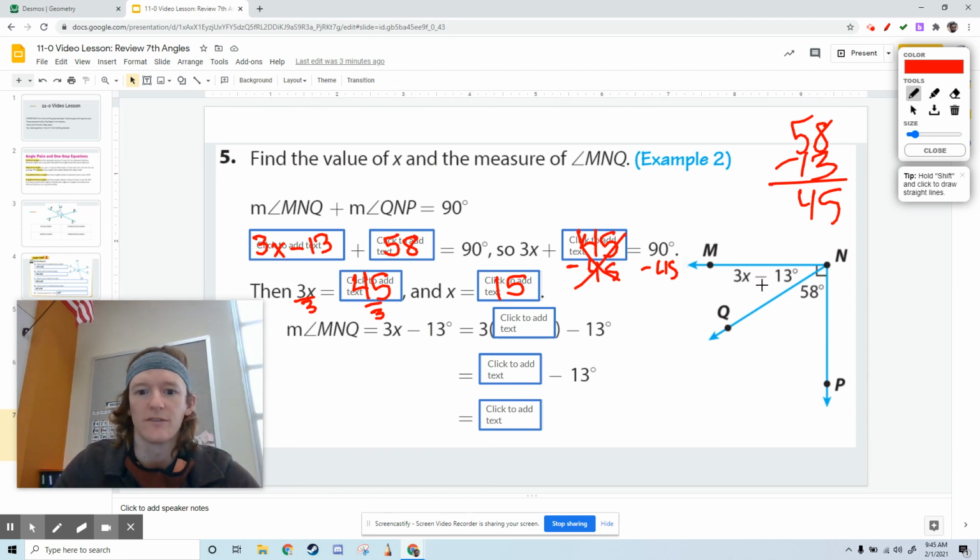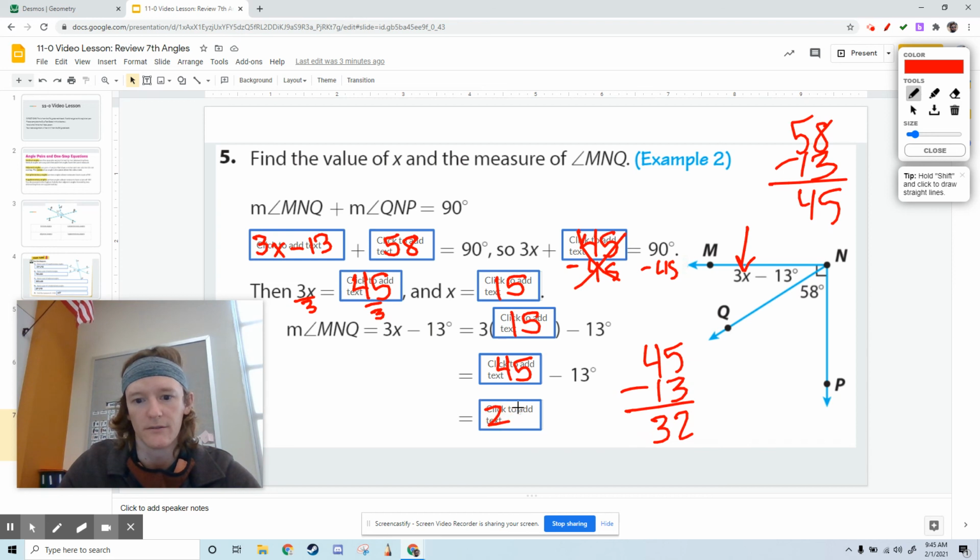So if I know that x equals 15, now we just plug that in to our x. So this will be our 15. 3 times 15 is 45. 45 minus 13 is 32.